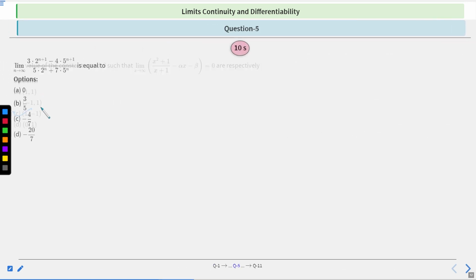1 and minus 1. Next question is question number 5, which says the limit as n tends to infinity of (3 into 2 to the power n plus 1 minus 4 into 5 to the power n plus 1) upon (5 into 2 to the power n plus 7 into 5 to the power n) is equal to. So you have 10 seconds to solve this question. After 10 seconds, we will discuss the solution.